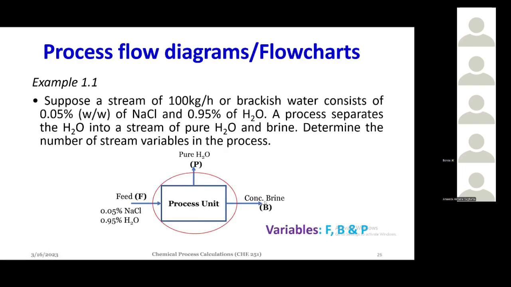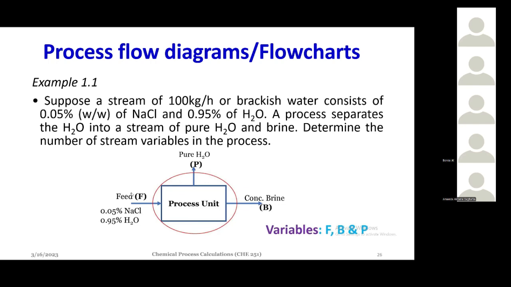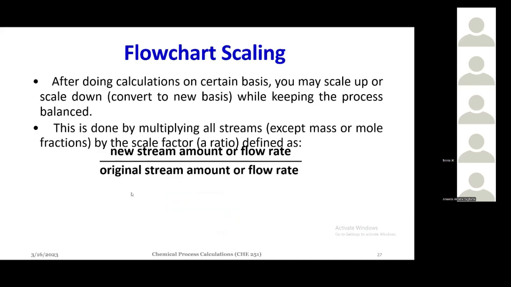In flow chart scaling, sometimes you wouldn't be given the actual flow of the feed entry. With that, you can set a basis. You can just assume any basis for the feed entry. But someone might also choose a different flow of feed, let's say 200 kilograms per hour. You might end up getting different answers. But when it comes to the percent, the answers will be the same.